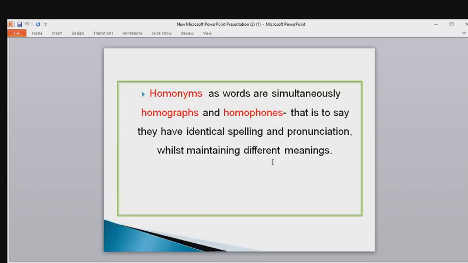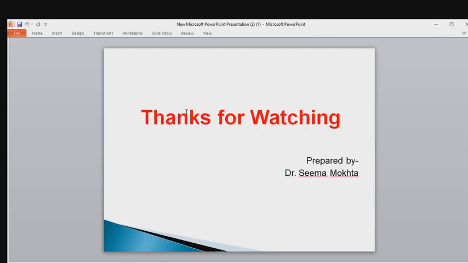Again, homonyms are the words which are simultaneously homographs and homophones. That is to say they have identical spelling, similar pronunciations, while maintaining different meanings. So collectively we call them homonyms, or otherwise if we need to differentiate them more on the basis of their sounds or on the basis of their spellings, then we call them homophones and homographs respectively. So in this manner, I think the difference between homonyms, homophones and homographs is clear to you.